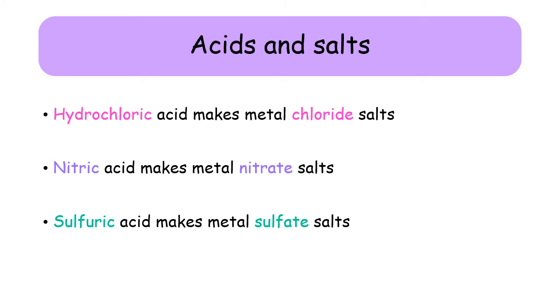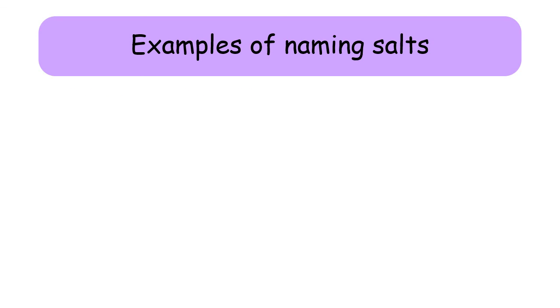So the three common acids are hydrochloric acid, nitric acid, and sulfuric acid. If hydrochloric acid is used, the salt will be a metal chloride. If nitric acid is used, the salt will be a metal nitrate. If sulfuric acid is used, the salt will be a metal sulfate. So to finish with, I've got a few examples.